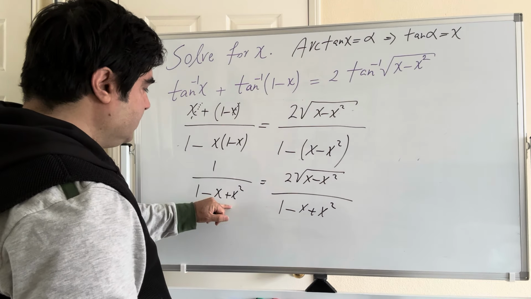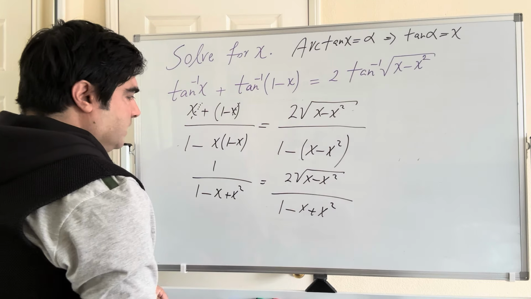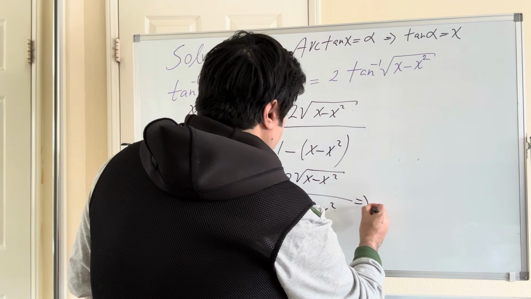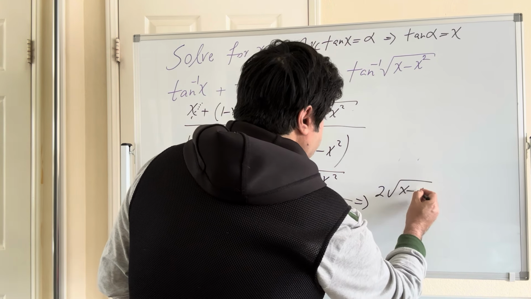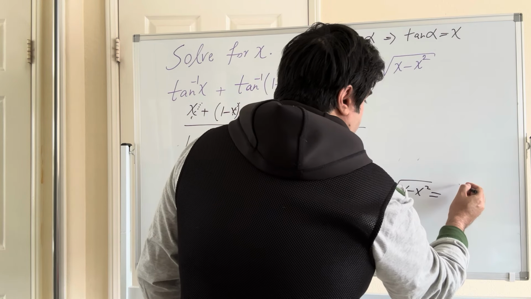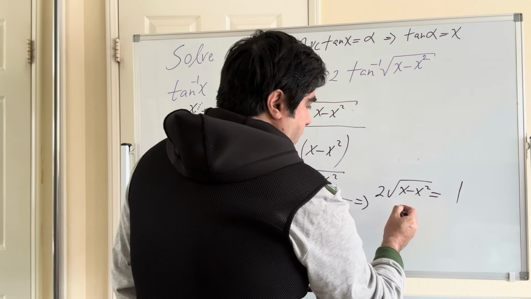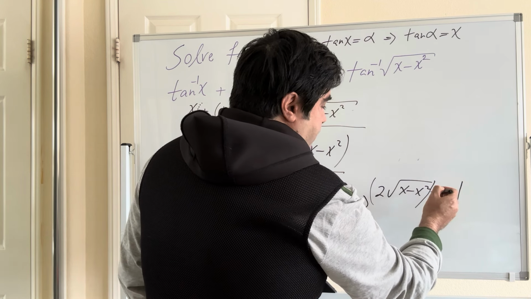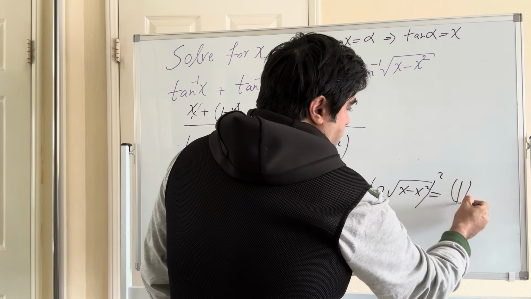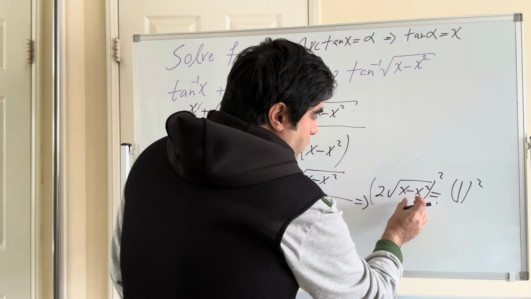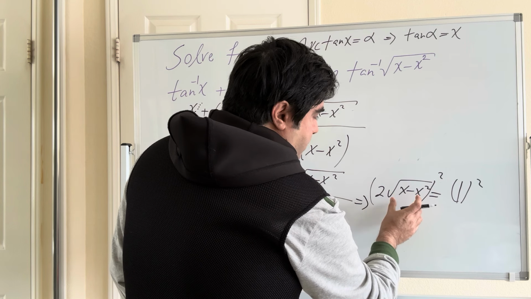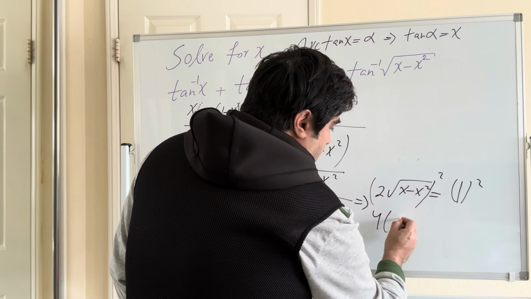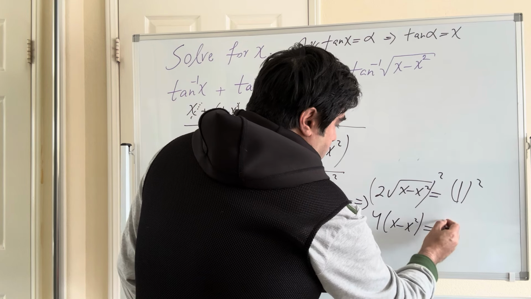If you notice that the denominators are the same, so basically when you cross multiply this, they will go away. So you end up with 2 square root of x minus x squared equal 1. And then what I'm doing, this is a radical equation. So I square both sides so I can get x minus x squared out of the radical. So this becomes 4 times x minus x squared equal 1.